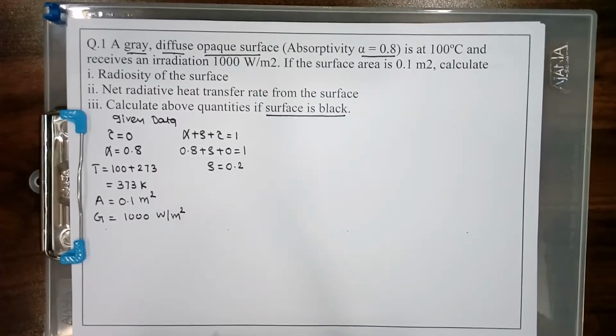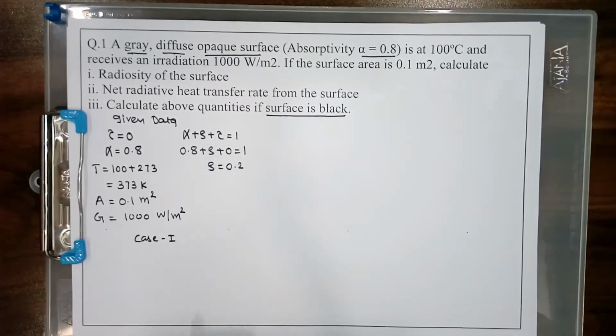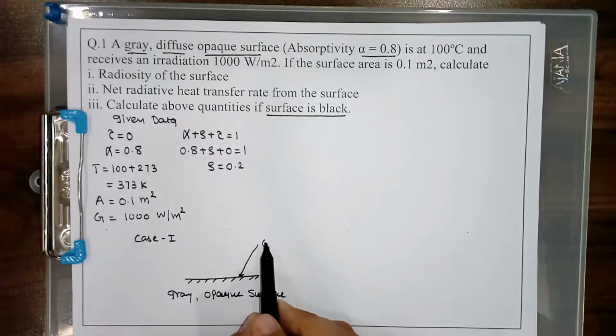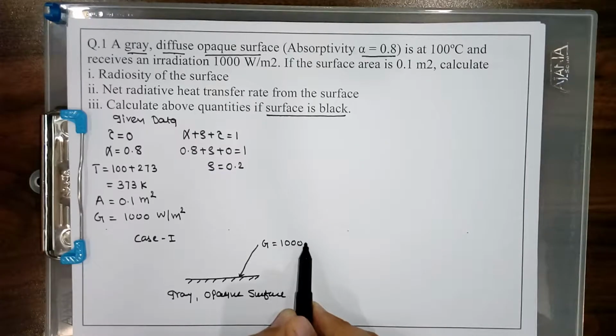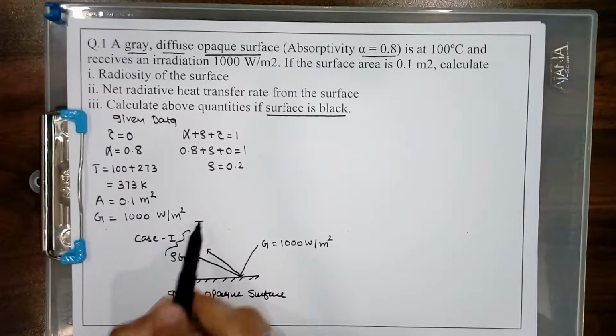Now we are going to solve the numerical for case 1. So case 1, I'm going to plot the surface. This is a surface. This is the gray, opaque surface. The irradiation incident on the surface is 1000 watt per meter square. Now some of the irradiation is reflected back, and that is rho times G, as well as the surface emits the emissive power E according to the temperature, and combinedly these two are known as the radiosity.